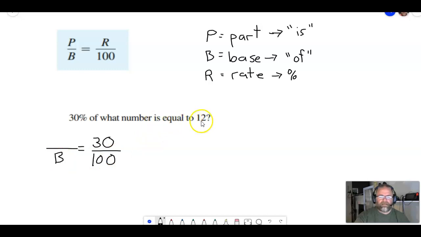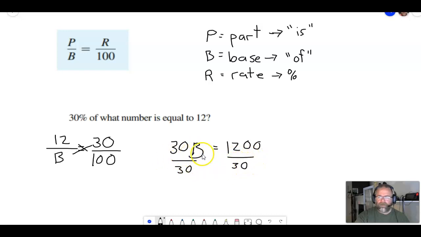And then is equal to 12. So is corresponds to the part. That means that 12 is going to go on the top over here. Remember, it's just according to this over here. Now, once we have everything together, we're just going to cross multiply and divide. So 30 times B, that's this cross multiplication, is equal to 12 times 100, which is 1200. And then we're going to divide both sides by 30. Remember, cross multiply, and then we divide by the number being multiplied by the B.